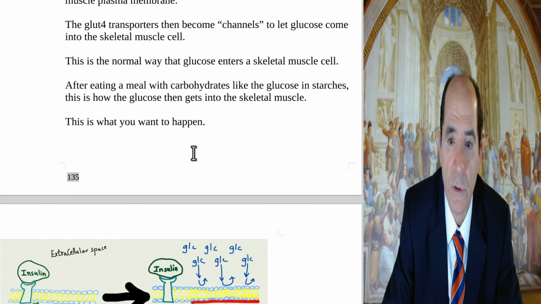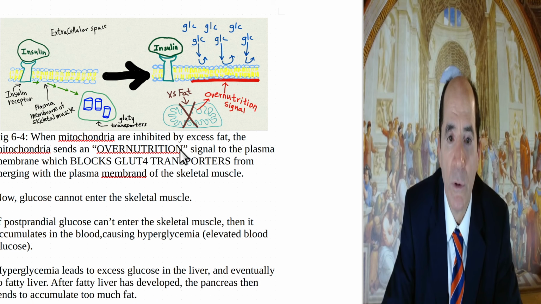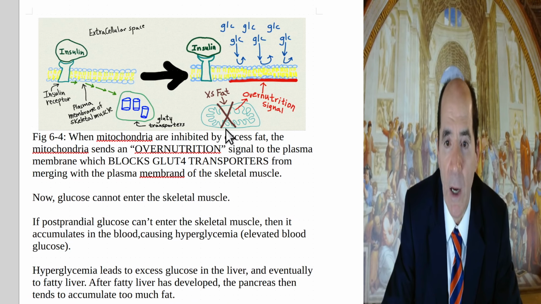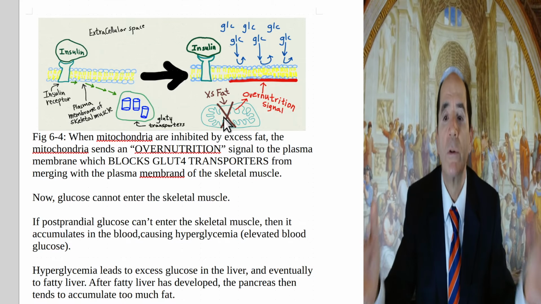That's the normal situation. But when you've got the phenomenon of overnutrition due to excessive fat in the mitochondria, then the cell is overwhelmed. It becomes what is called overnutrition.